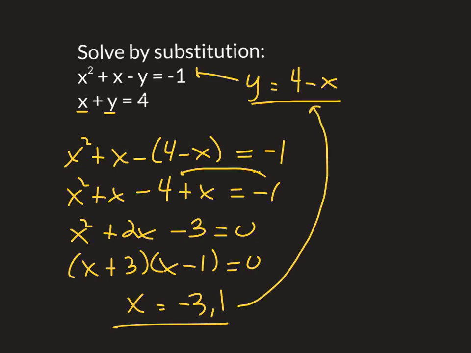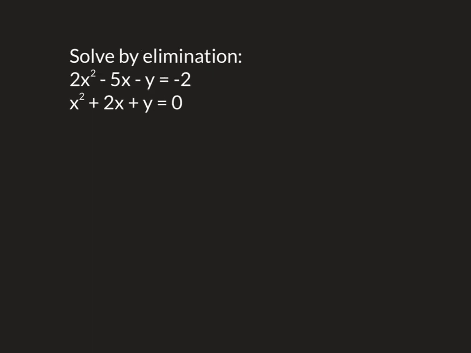So if I plug negative 3 right here, and I do 4 minus negative 3, that's 7. So one answer is negative 3, 7. Now I'm going to do the same thing with the 1. If I plug the 1 in up there, 4 minus 1 is 3. So if I get 1 for x, I get 3 for y. And that's solving by substitution. That's all there is to it. Not a humongous deal. A little bit longer than before because you have a quadratic instead of all linear stuff.